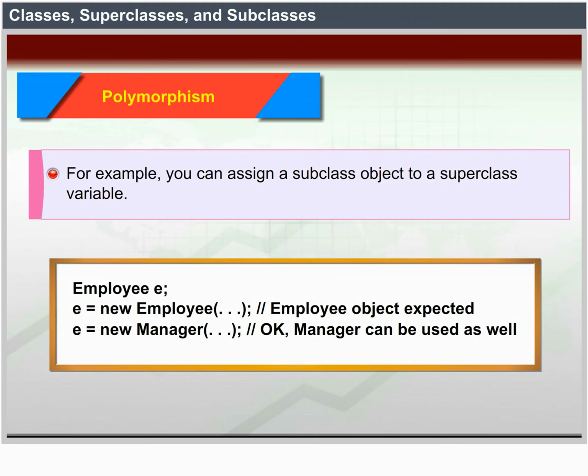Employee e = new Employee(); Employee object expected. e = new Manager(); Okay, Manager can be used as well.